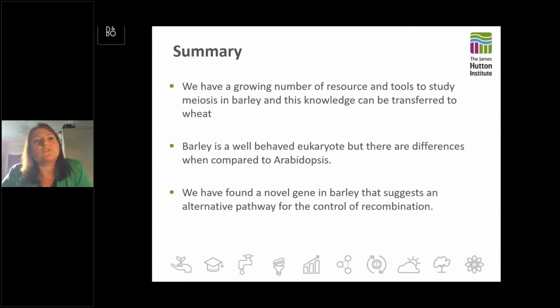So I would like to finish with just a very quick summary. We have a great number of resources and tools to study meiosis in barley, and this is very good knowledge for us, because we can actually transfer it to wheat or other crop species. And although barley is a very well-behaved eukaryote, there are some differences when compared to the model Arabidopsis, and that's good, because they're not having the same genome, and actually give space for both races in our meiotic study. And we have found a novel gene in barley, and that is suggesting that there's an alternative pathway for control of recombination. And I can say that's probably not the only one. So I'm very excited about this research.